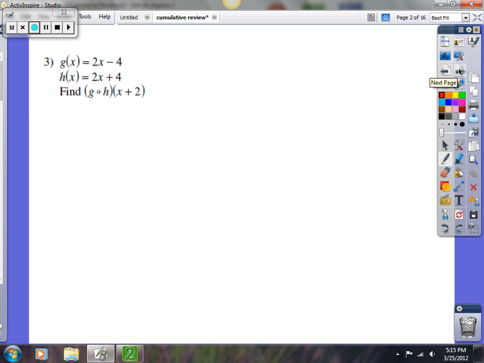Number 3 is a composition, and it's the same as number 2. If you write this as it appears in number 2, it's going to be this. First you're going to do h of x plus 2, and then you're going to take g of that. So this is what number 2 looks like.